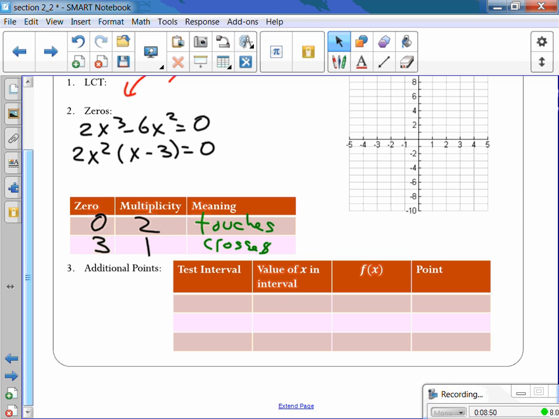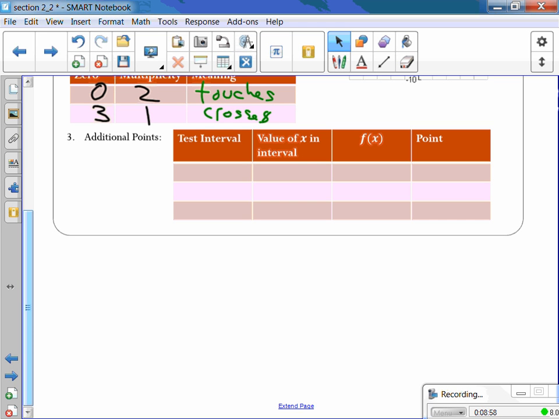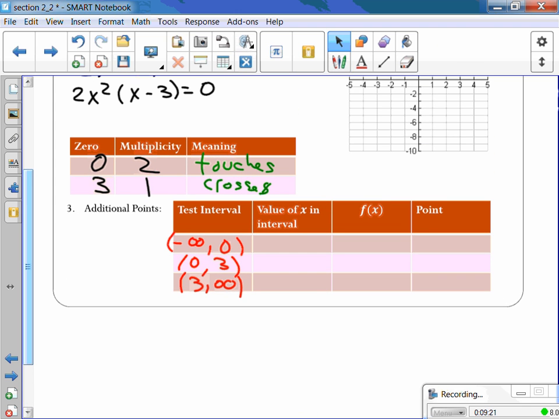Absolutely. So here, since we have those zeros of 0 and 3, we can again create those test intervals from negative infinity to positive infinity. So negative infinity to my first 0, and then in between my zeros, and then from 3 to positive infinity. Again, this is going to help us determine on these intervals, is my graph negative or is my graph positive? So we just come up with any values of x inside those intervals.